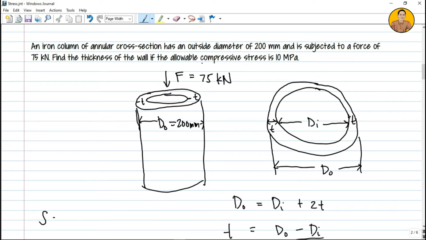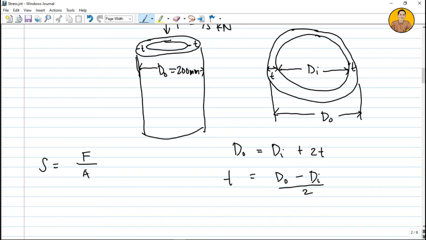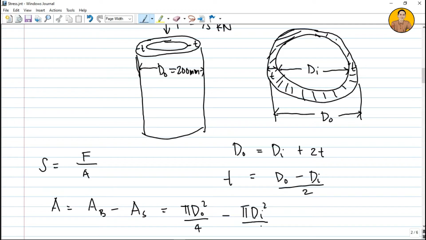So the stress is equal to force all over area. As you can see here in the figure, ang area under contact is ito lang, itong naka-shade, kasi this is an empty space. Itong naka-shade lang yung kanyang area. So ano yung area nun? Area ng malaking circle minus area ng maliit sa loob. So the area is equal to the area of the bigger circle minus the area of the smaller circle. The area of the bigger circle is pi DO squared all over 4, minus the area of the smaller circle sa gitna, pi DI squared all over 4.